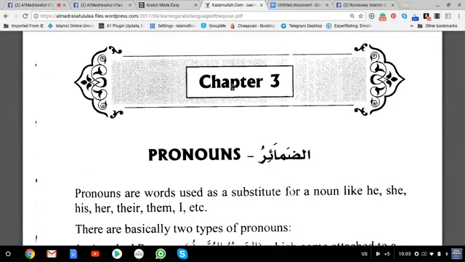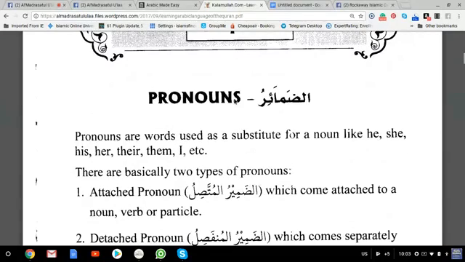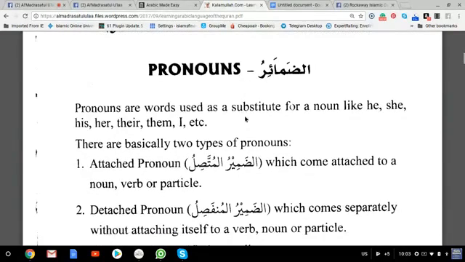We can review a lesson from the book Learning Arabic Language of the Quran. This will be a review for us: the pronouns, which we went over last weekend.